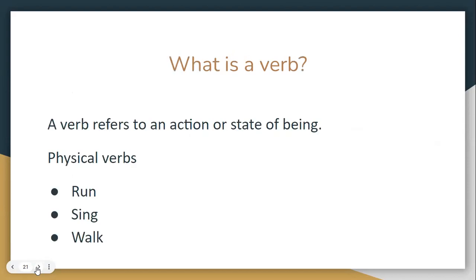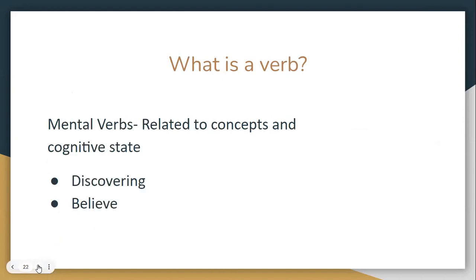First of all, what is a verb? Well, a verb refers to an action or state of being. We can have physical verbs such as run, sing, and walk. Those are actions that we can show and demonstrate.